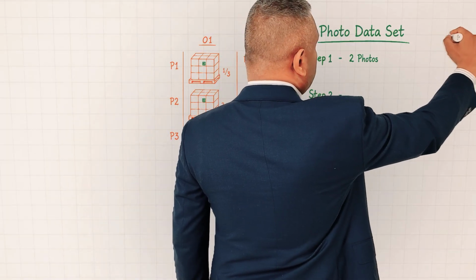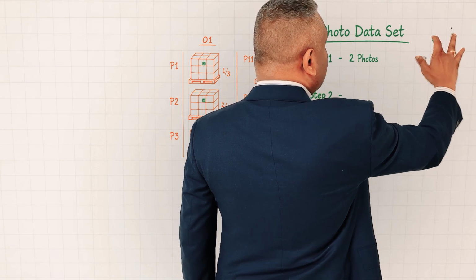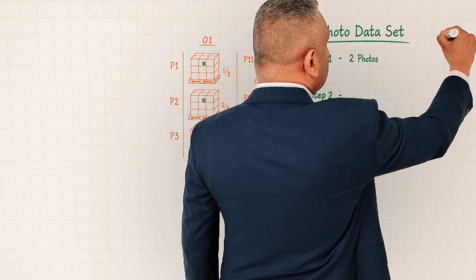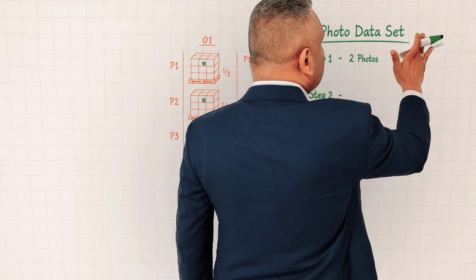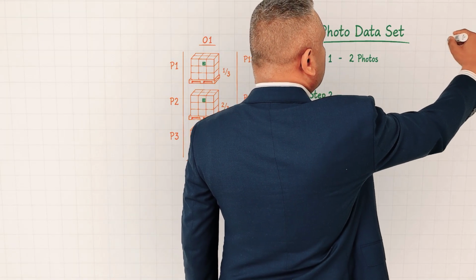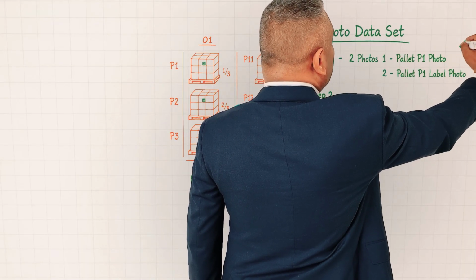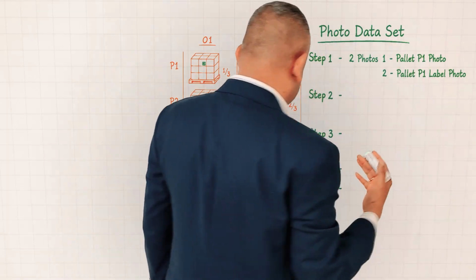Two photos you could do, right? For pallet one, do two photos: one for the pallet itself and the other for the pallet label, to say that, hey, the pallet is perfectly done.